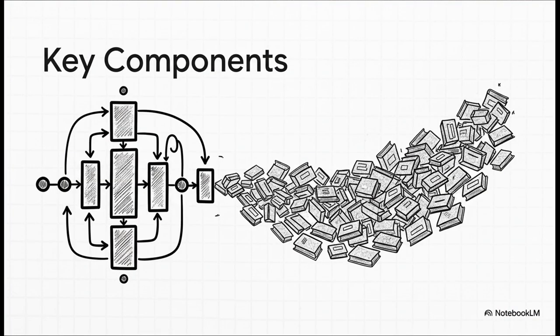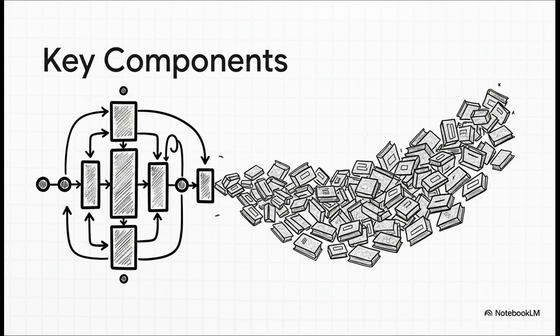So what were these secret ingredients? Well, first was the architecture. The researchers used a model called the transformer, and this thing was a total game changer. Its design was unique because it could understand the connections between words over really long sentences and paragraphs, something older models were terrible at. And second, the data.